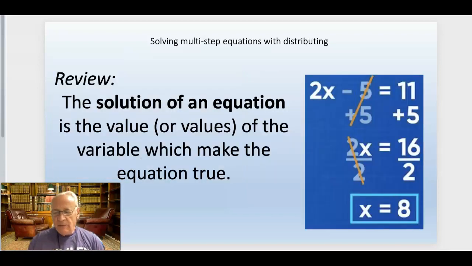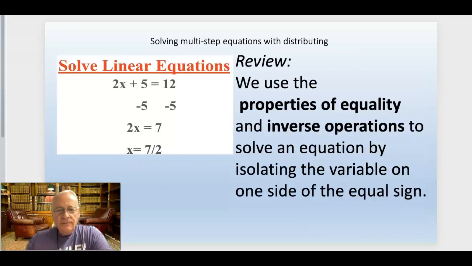We're going to start today with a quick review of everything we've done so far. The solution of an equation is a value or values of the variable that make the equation true. We use the properties of equality and inverse operations to solve an equation by isolating the variable on one side of the equal sign.